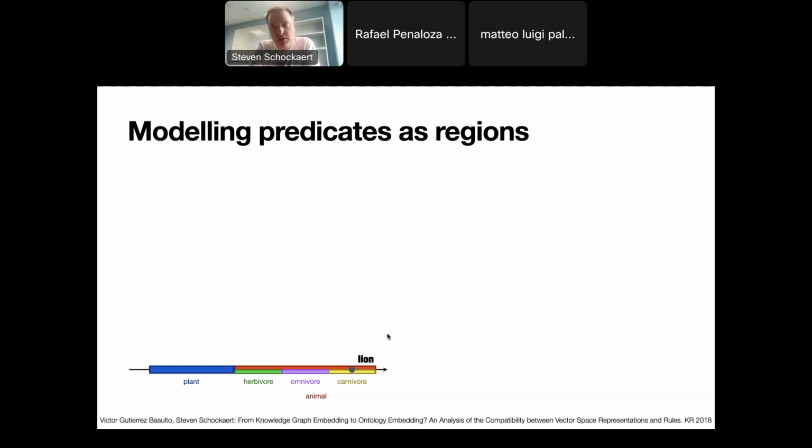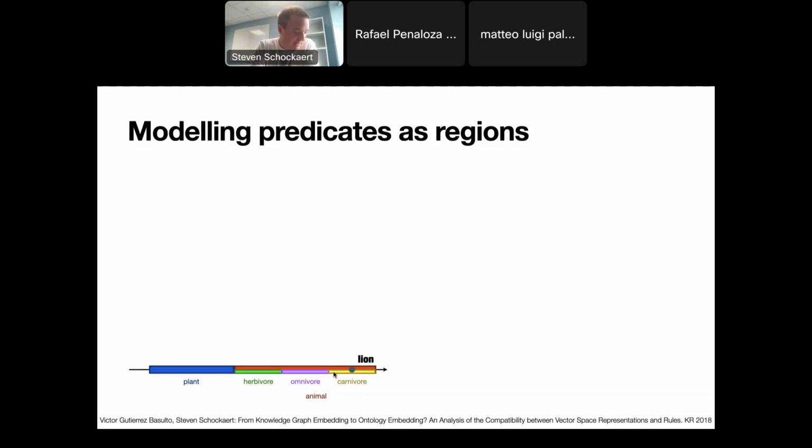So points in the space correspond to entities. In this toy example, these entities may correspond to specific animals. So we have this point here that corresponds to lion. And then we have regions that correspond to concepts, right? So we have a region for the carnivore concept. And we can see that lion, the point that represents lion, is inside the carnivore concept. And that represents the knowledge that every lion is a carnivore.